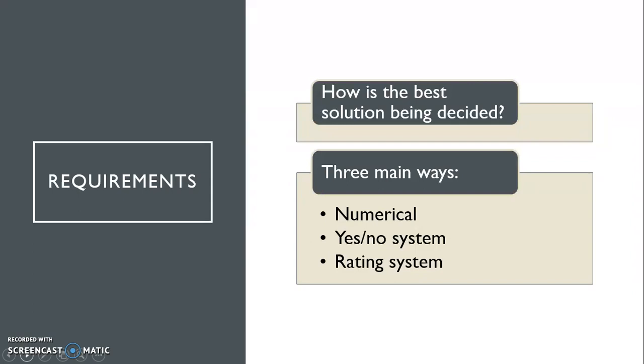Next is a requirement section, which is basically just discussing how you're deciding what the best solution is. There's 3 main ways to do this: through a numerical system, which is basically going to be some sort of cost system, a yes or no system, so if you're talking about features, you can just say if the option or solution has it or if it doesn't, and then a rating system is going to be the most flexible of the 3 ways, so this can be a 1 to 10 sort of system, or just a good, bad, fair, poor system to describe the features of your solutions.